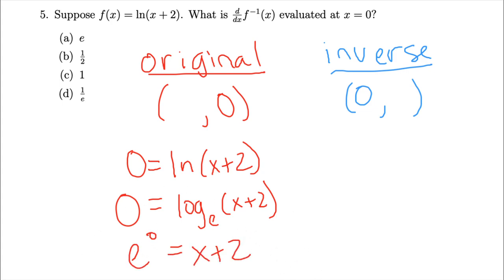If that was tricky, you may want to go back and review log rules from your pre-calc class. But anyways, let's keep going for now. Any number to the 0 power is just equal to 1. So we would get 1 equals x plus 2. Subtracting 2 from both sides would give us x equals negative 1. And so now this is our input value for our original point. Going back to the inverse, that means our output value for our inverse point is going to have a negative 1 here.